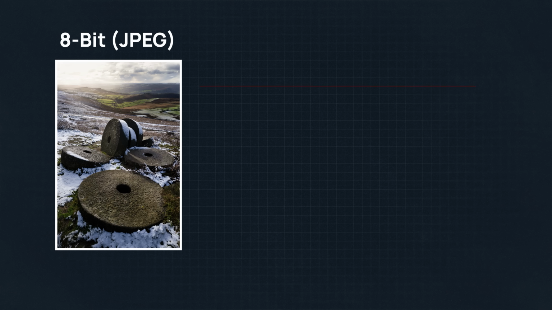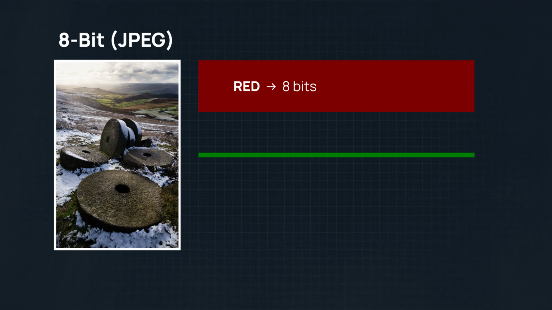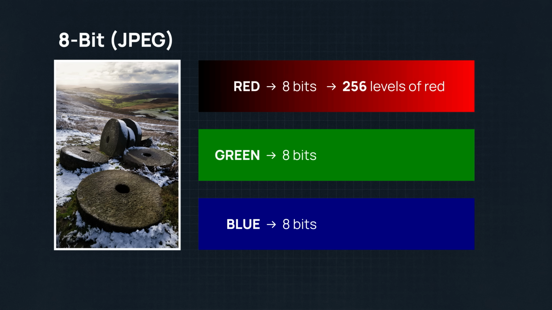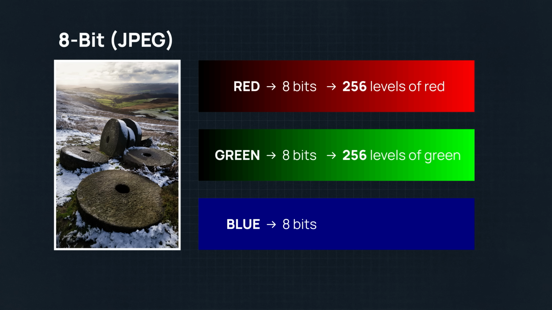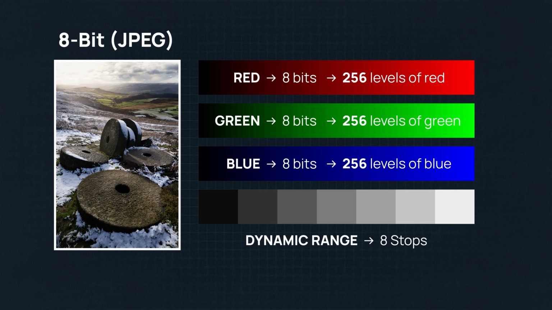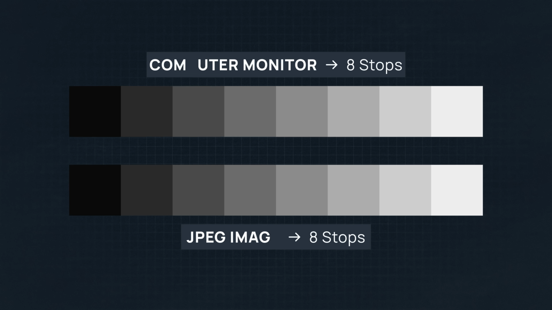Now, JPEGs are 8-bit files. They store 8 bits for red, 8 bits for green, 8 bits for blue, which means that JPEGs can display 256 levels of red, 256 levels of green, and 256 levels of blue. And because of the fixed number of shades that are available, JPEG files have a dynamic range of around 8 stops of light. Now, to display a photo on a computer screen, for example, this dynamic range is actually perfect because most SDR monitors, so standard dynamic range monitors, have a dynamic range of around 8 stops.